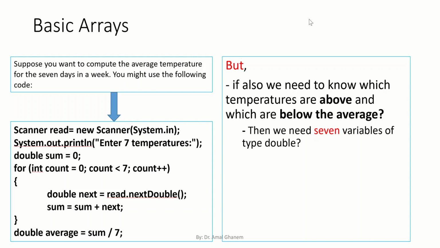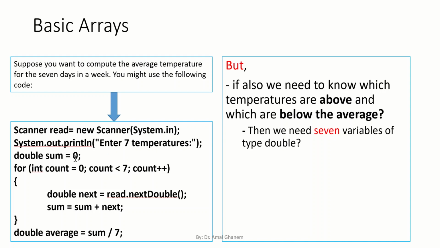Just before we go with arrays, let's have a look at this program, and out of this, we will know why we need arrays. So assume that you need to calculate the average temperature for 7 days in a week. If you need to do this, maybe the program you will have to write, you will read a scanner as usual. So you will say Scanner read = new Scanner(System.in). Then you will ask the user for values. So you will say, please enter 7 temperatures.